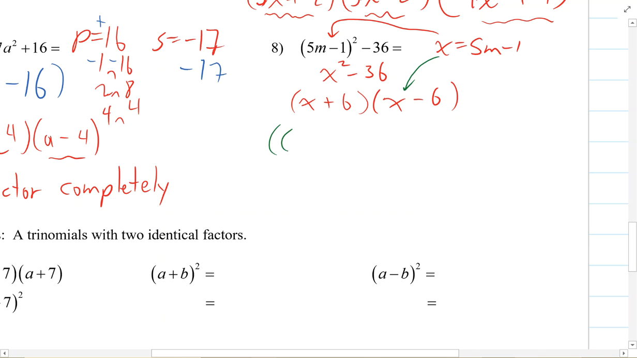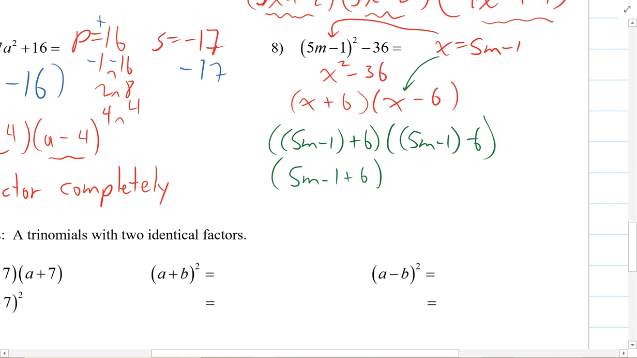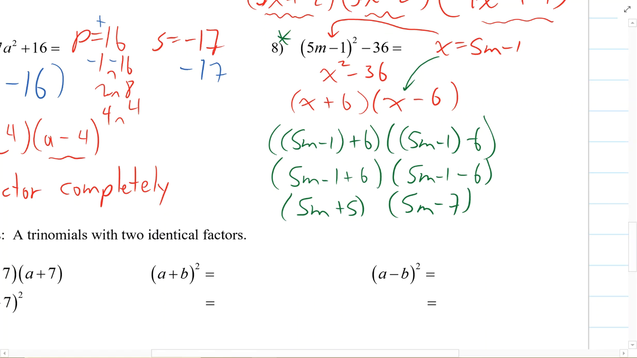And then we have to substitute this back in. And so we get 5m minus 1 in brackets plus 6, and we get 5m minus 1 in brackets minus 6. Then we can drop our brackets, and we get 5m minus 1 plus 6, bracket, 5m minus 1 minus 6, bracket. So this one we get 5m plus 5, and this one we get 5m minus 7. So this is definitely like honors grade 11. We have to do a substitution, factor it, and then do another substitution.